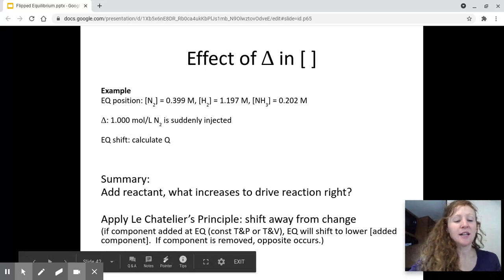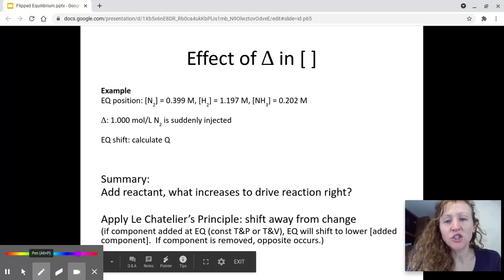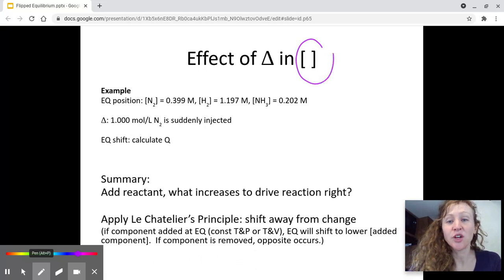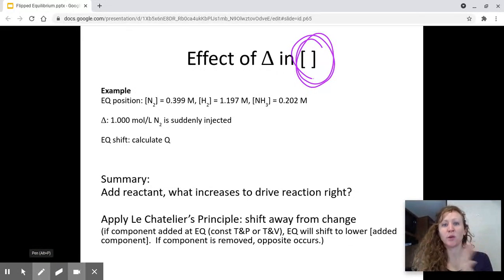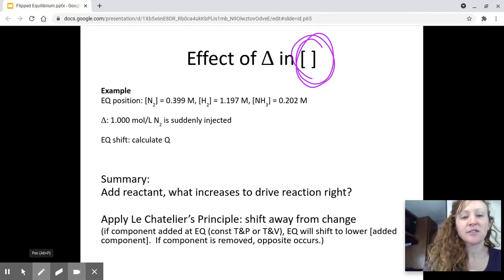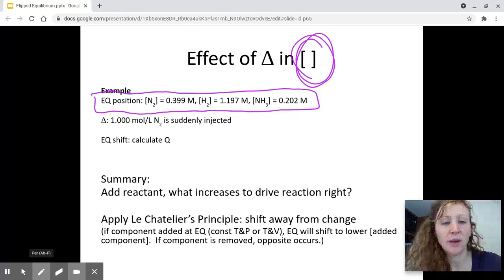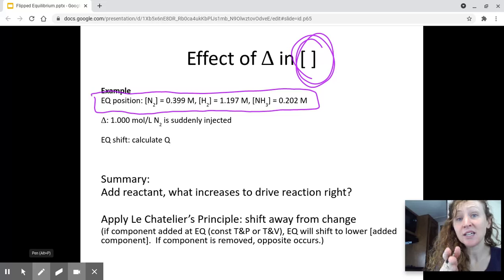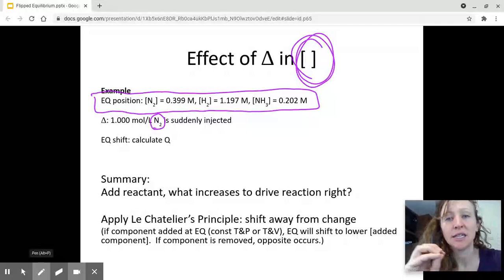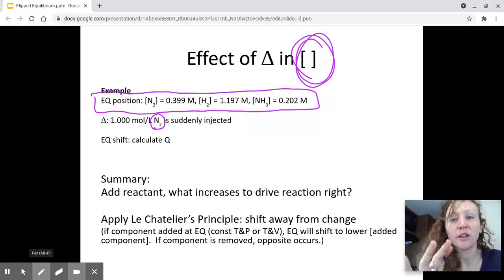All right, let's go. First of all, concentration. What if we change initial concentrations? How will that affect where we are at equilibrium? So for example, let's say we have an equilibrium position of this. We have a specific amount of N2, a specific amount of H2, a specific amount of NH3, and then at equilibrium, 1 mole of N2 is suddenly injected. How will these equilibrium positions shift?